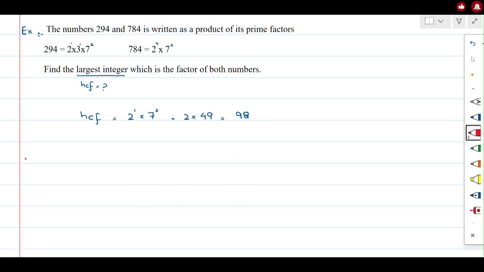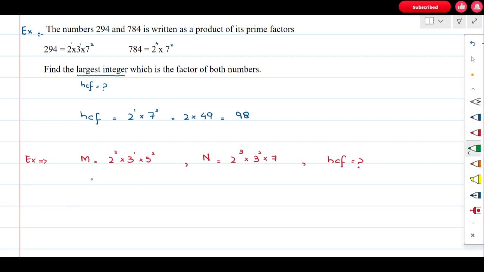Let's do another similar example. If we have some number m, its prime factorization is given, which is 2 square into 3 to the power 1 into 5 to the power 2, and we have some integer n, and its prime factorization is 2 cube into 3 square into 7. The question is to find out the highest common factor of the two numbers.